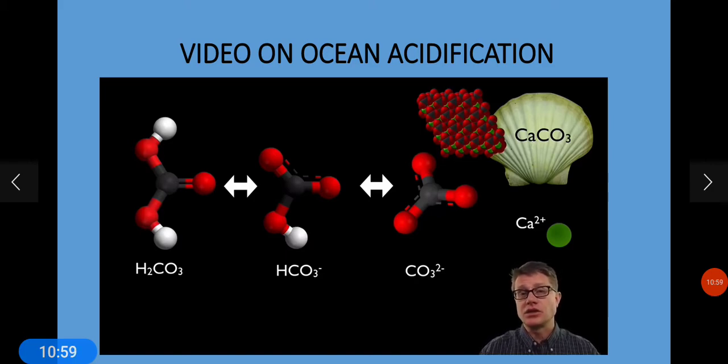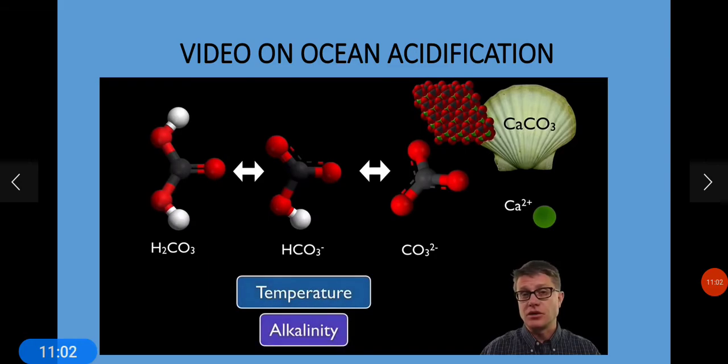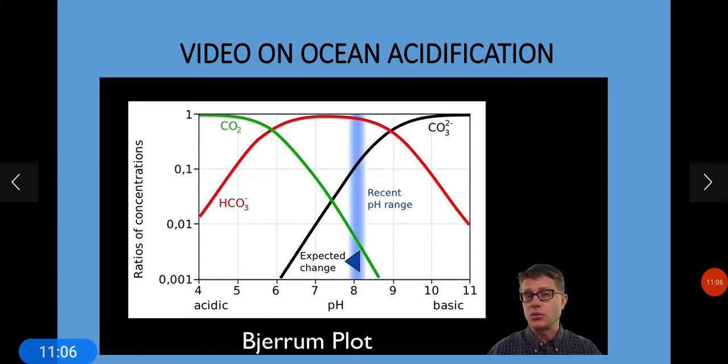What determines the concentration of these three? Well, it's going to be the temperature of the ocean water, the alkalinity, but also the pH. And so we can use a Bjerrum plot to figure out what's going to happen over time. These are log scales of the concentration of these three compounds.